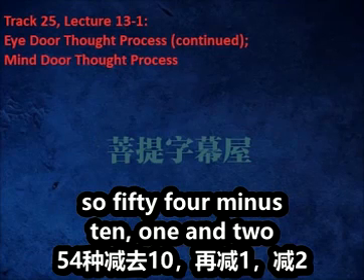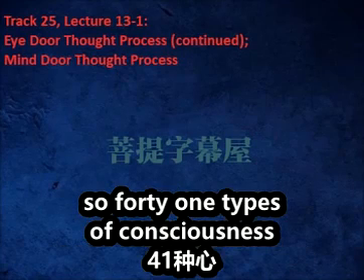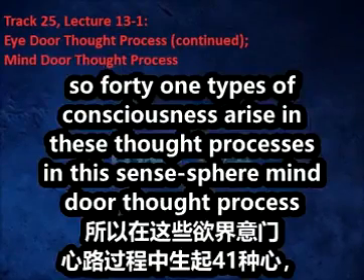So 54 minus 10, 1 and 2. So 41 types of consciousness. So 41 types of consciousness arise in these thought processes, in these sense sphere mind door thought processes.